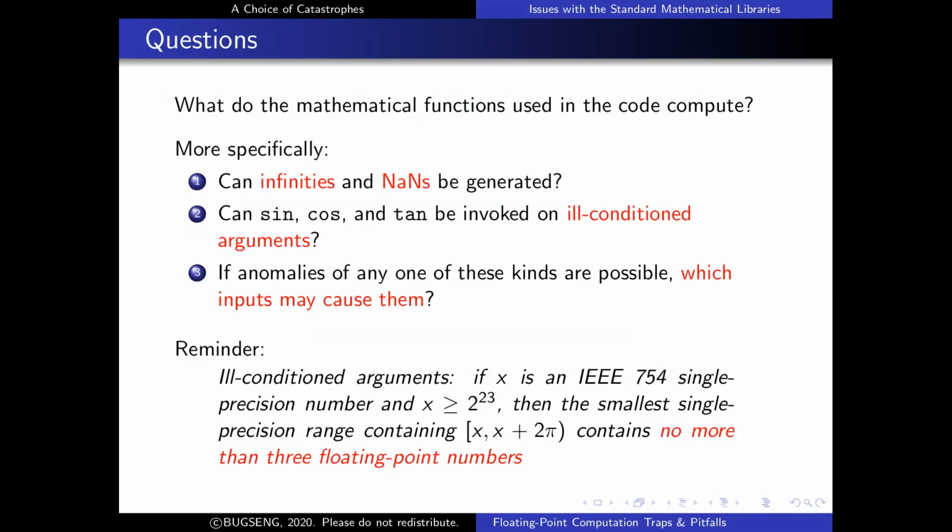Okay, the questions are: can infinities and NaNs be generated in this code? Can sine, cosine, and tangent be invoked on ill-conditioned arguments? If these anomalies can happen, what are the inputs that may cause this problem? So these are the questions to be answered when you look at a piece of code like that. So we will see a possible solution later.